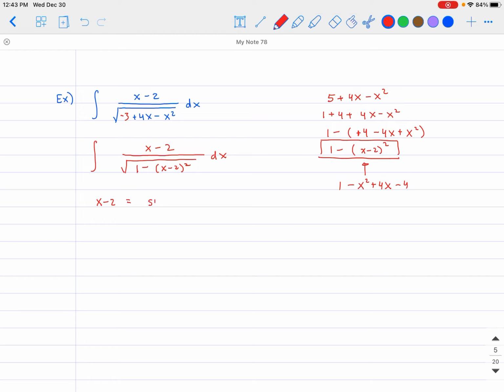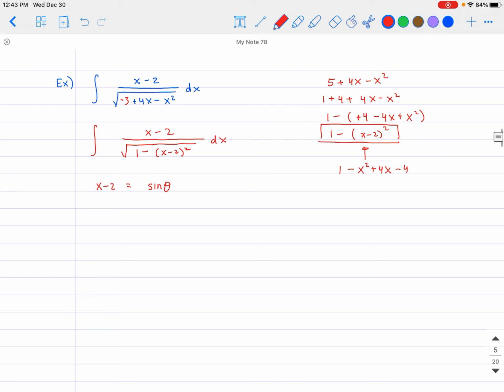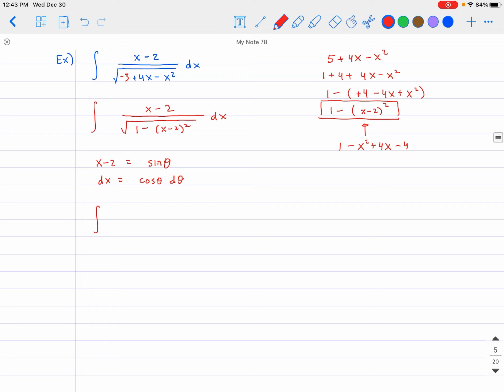So x minus 2 is equal to sine of theta, or remember, you can use cosine if you want. I just like using sine because then I don't have to deal with the negative when I take the derivative. So then dx is equal to cosine of theta d theta then. Okay, so let's go ahead and write the integral. The numerator, we have an x minus 2, so that's just directly sine on the top. Then we have in the denominator the square root of 1 minus sine squared theta. And then finally dx, we're going to have cosine of theta d theta.